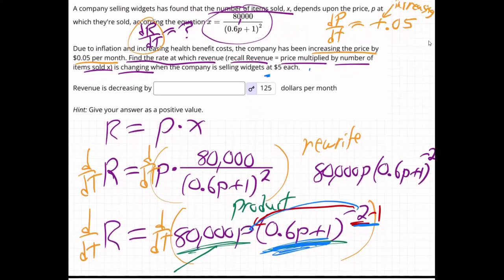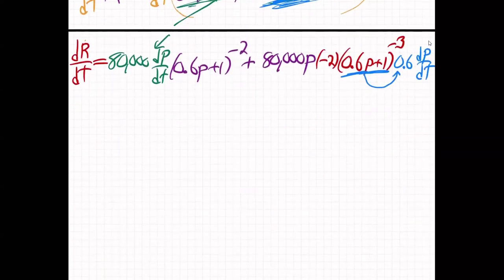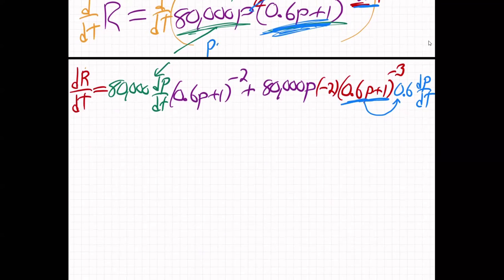The company is selling widgets at 5, so there's the price. Price is 5, and dP/dt is 0.05. So let's bring that down. The price is 5, put that right here, and dP/dt is positive 0.05. So this guy becomes 0.05, this guy's a 5, this guy's a 5, this guy's a 5, and this guy's a 0.05. Let's go to decimal. So I'm going to start right here: 80,000 times 0.05. Here we go.